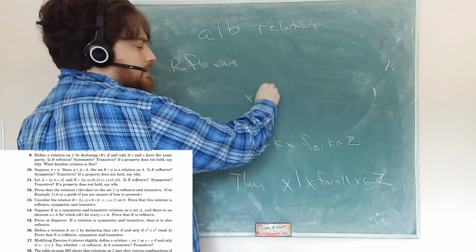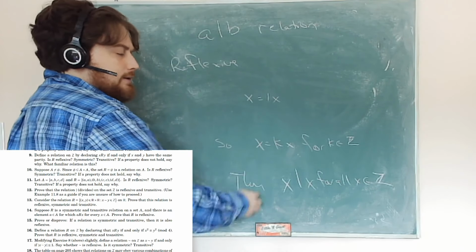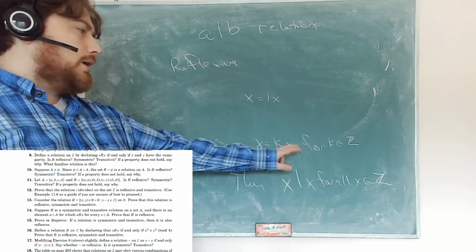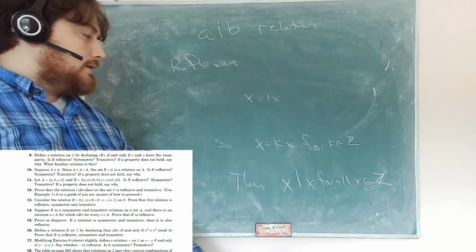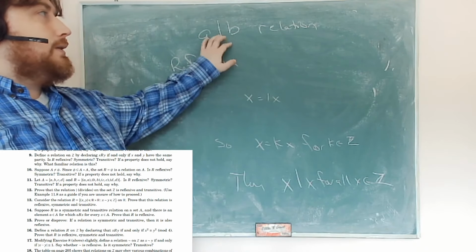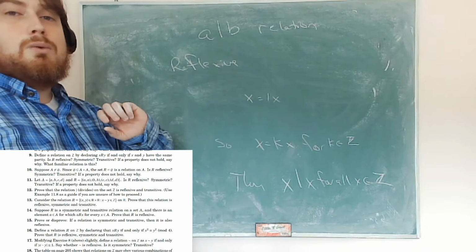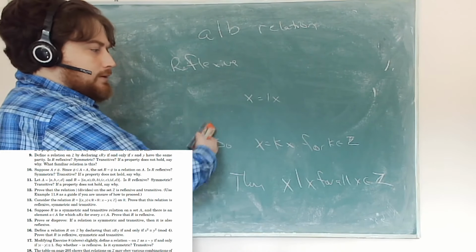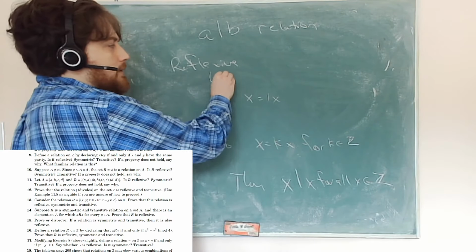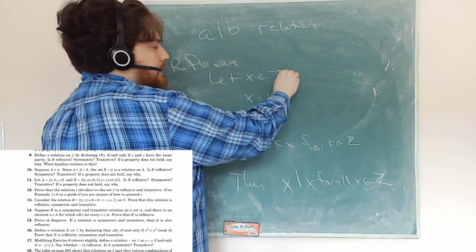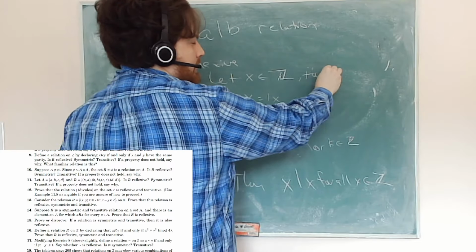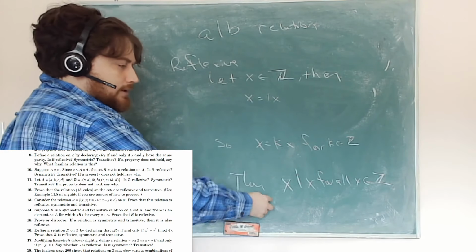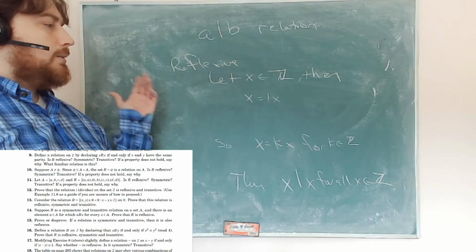But notice that x is equal to 1 times x. So x is equal to some integer k times x for all x in Z. So therefore, x always divides x. So the division relation is indeed always reflexive. And that is my proof. It looks a little bare, but it's just saying, let x be in Z. Then x is 1 times x, so x is an integer times x, hence x divides x for all x in Z. Therefore, we are reflexive.